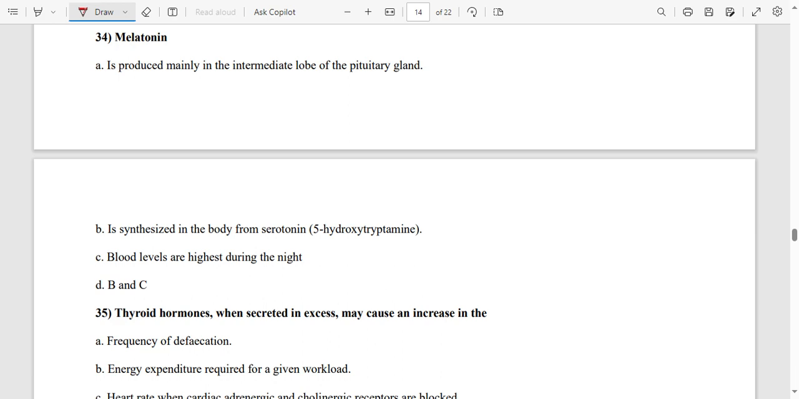So melatonin is a hormone that is produced to regulate the night and day cycle. If it is produced, someone gets to feel sleepy. It's actually produced from serotonin. So the answer is B and C.